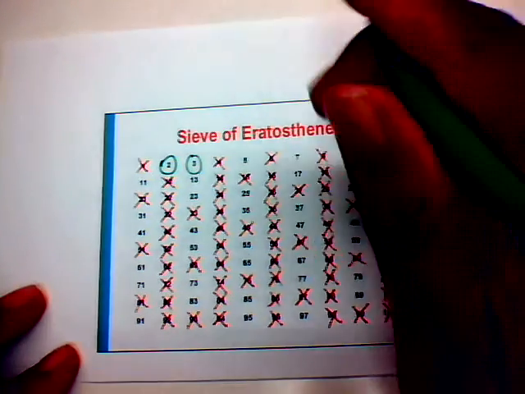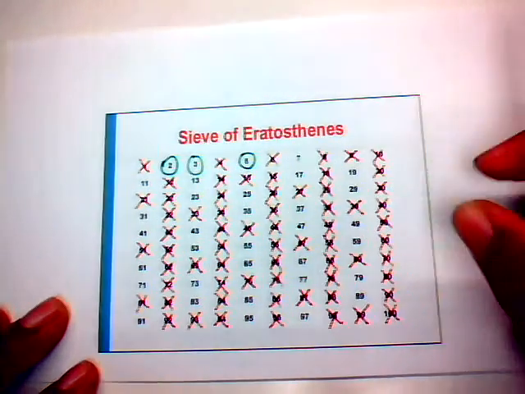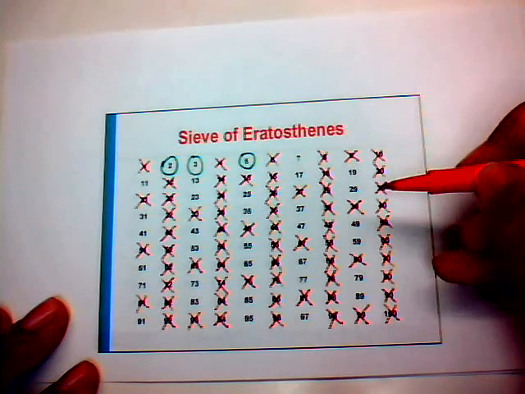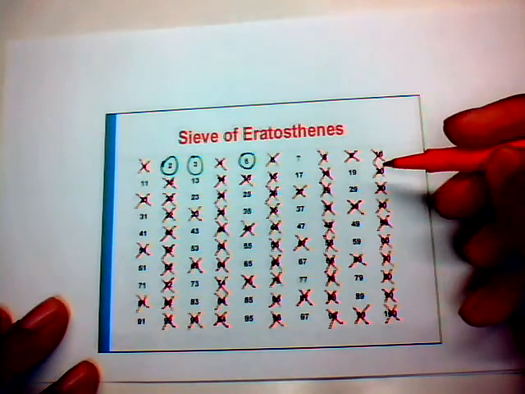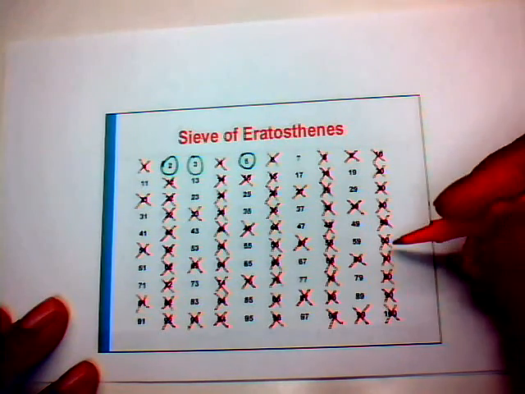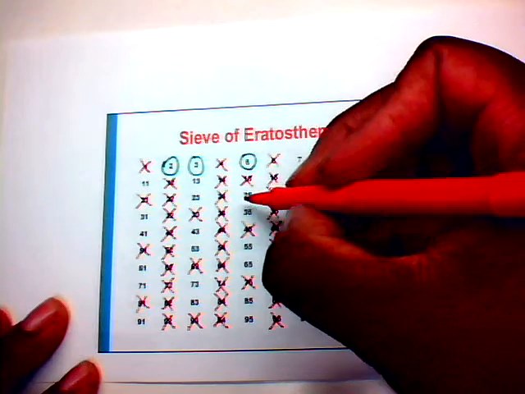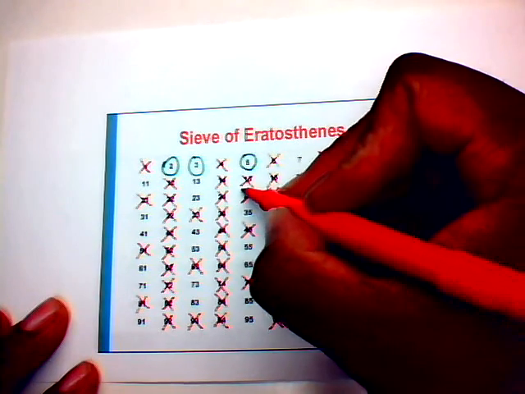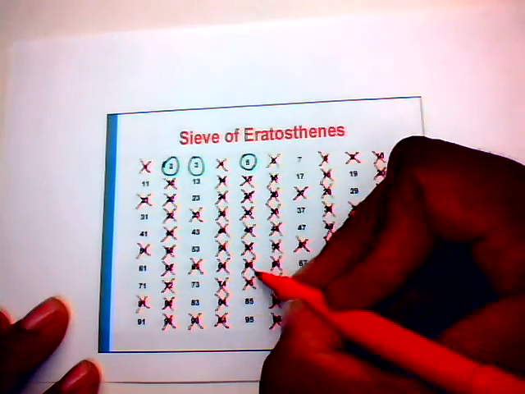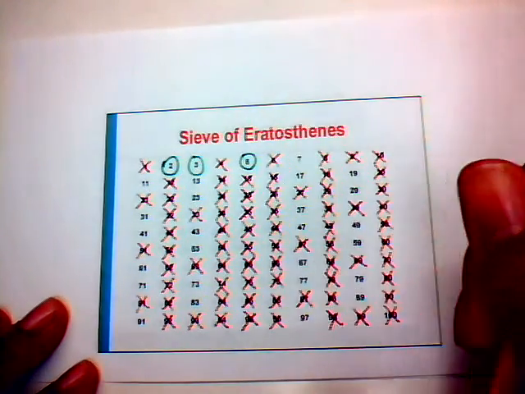Next, we can circle the 5. All numbers that are multiples of 5 can be crossed out. That means anything ending in 0 will be crossed out. Guess what? This column is already crossed out from the multiples of 2. So the only multiples of 5 left are in this column where the last digit is a 5.